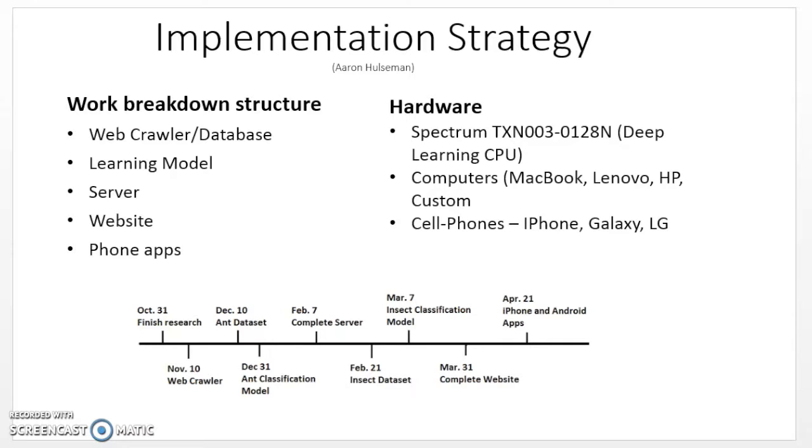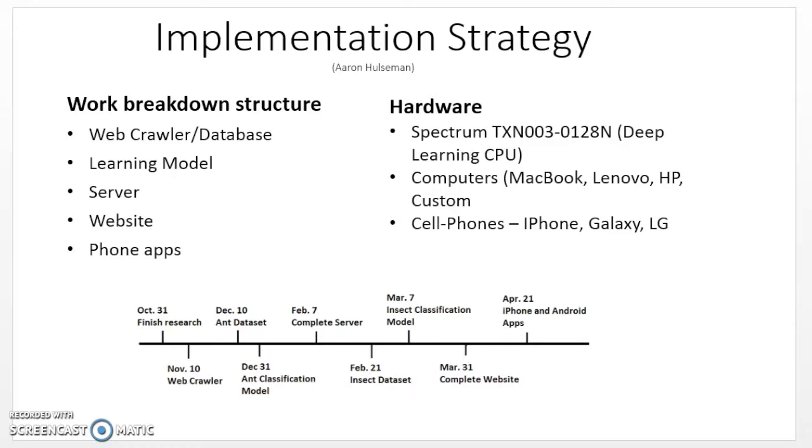We need to have a complete data set with augmented images for the ant classification model by December 10th, and then by December 31st, we should have a working ant classification model. By February 7th, we will have a server up and running, and then we will focus on the data set and model for the North American insects as opposed to the ants.